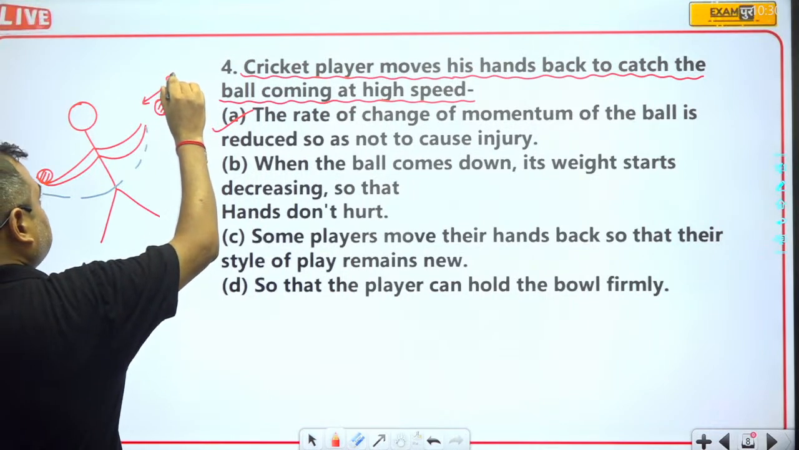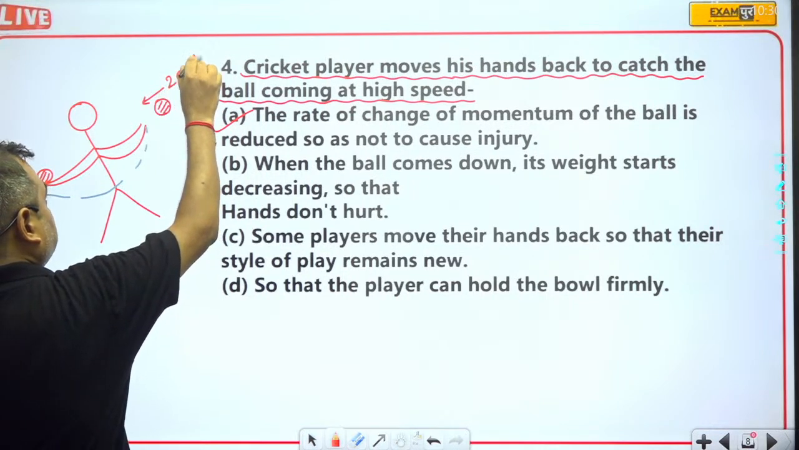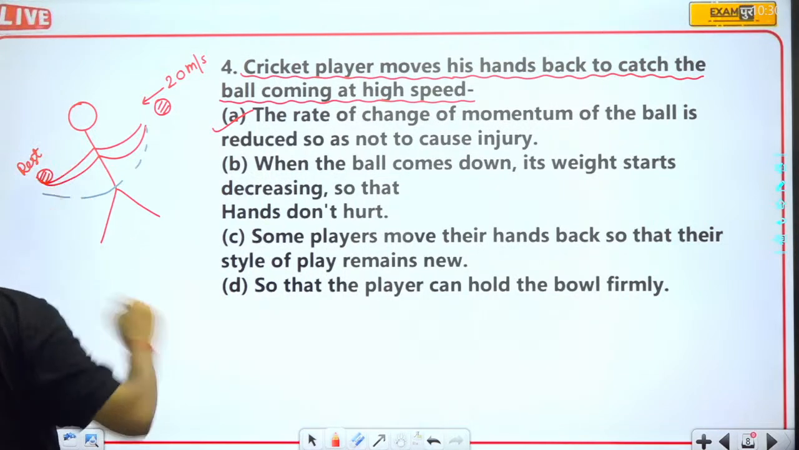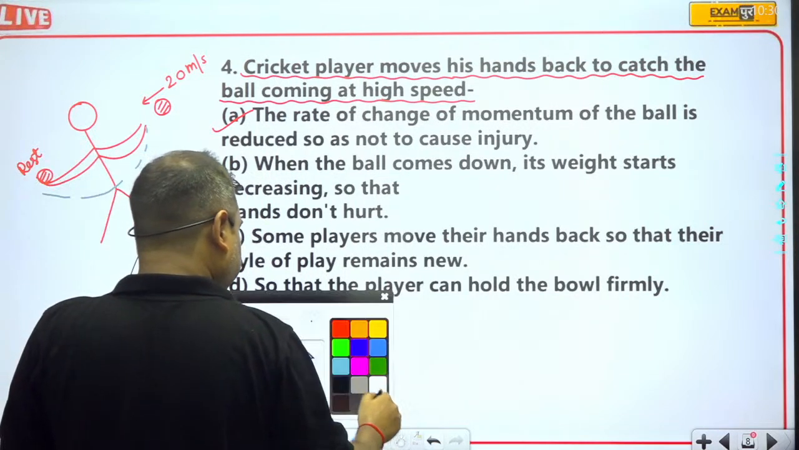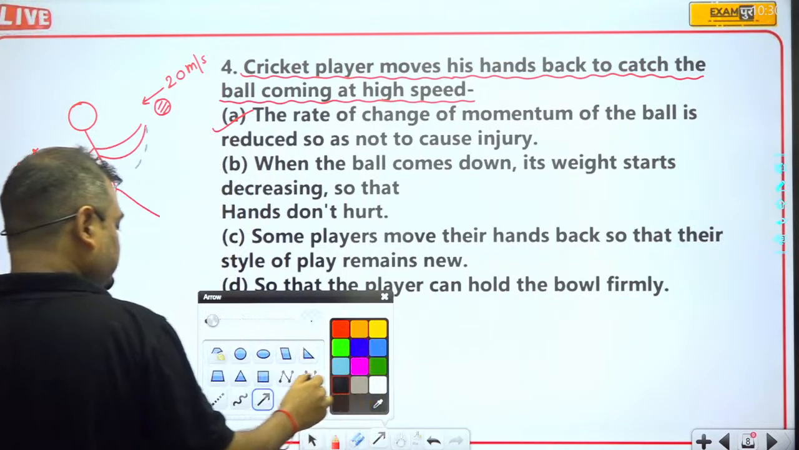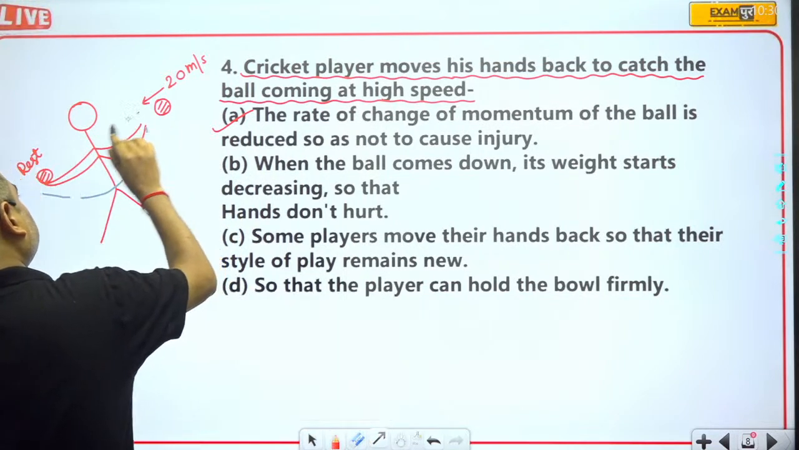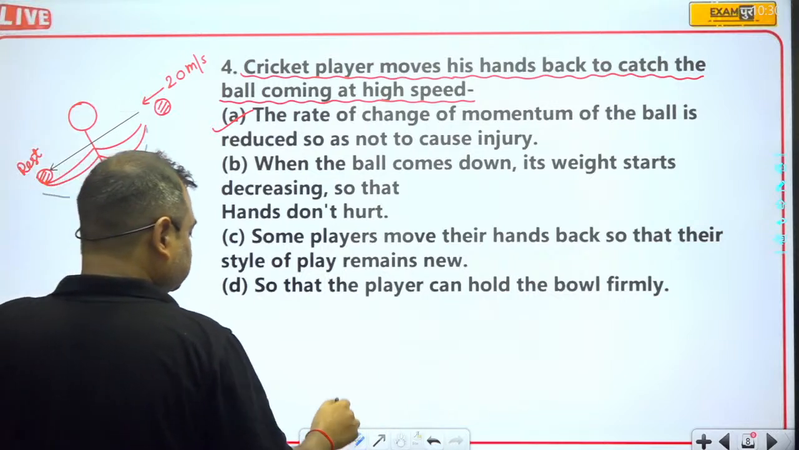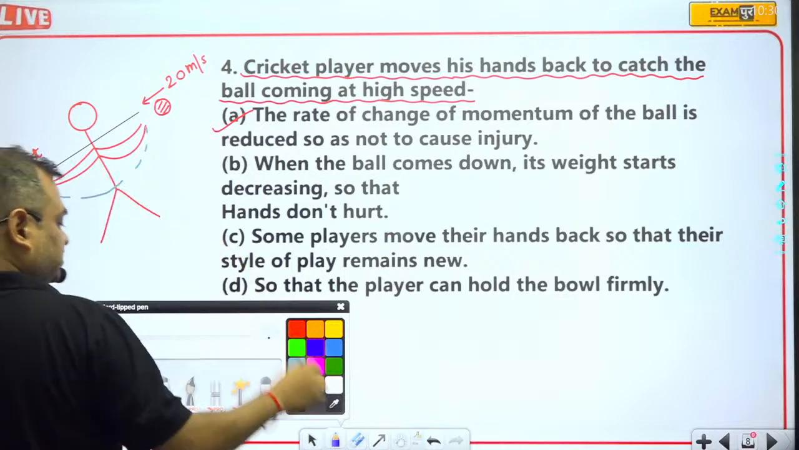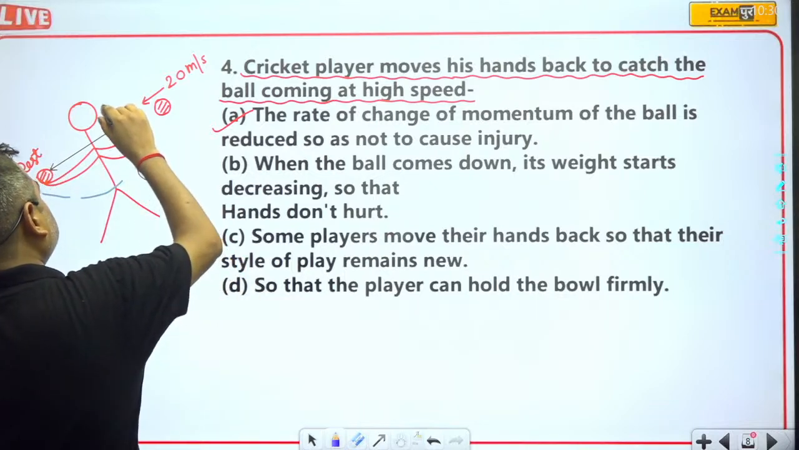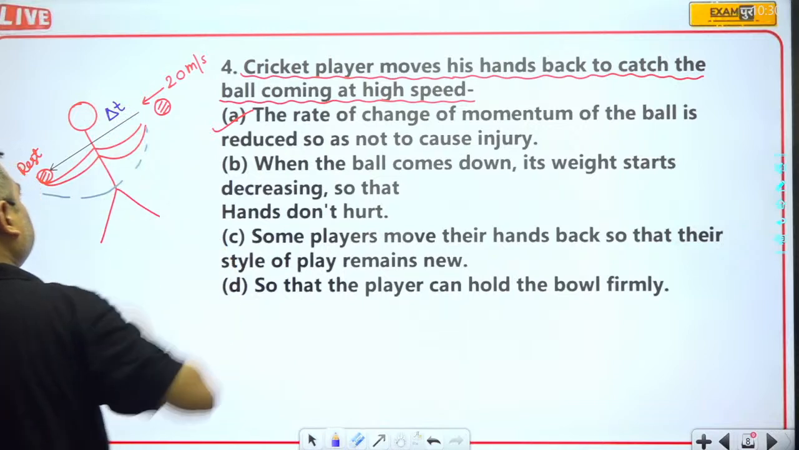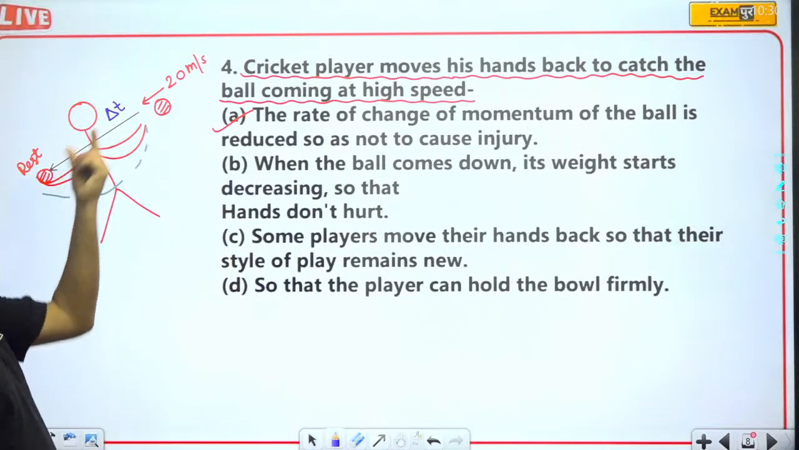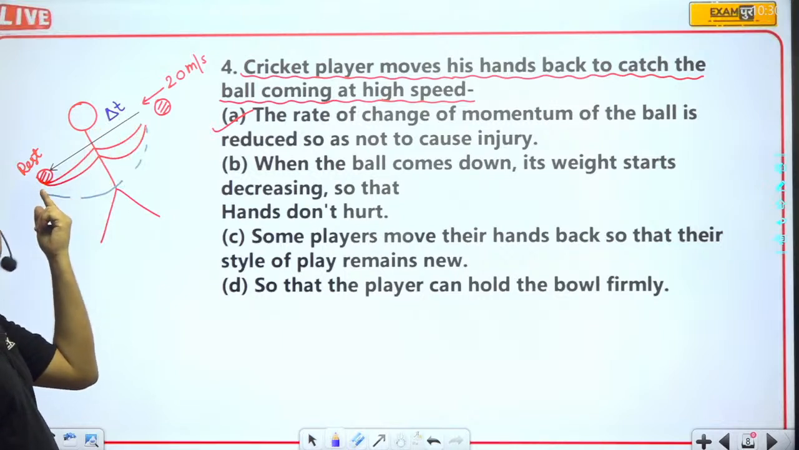Suppose that this ball is coming at 20 meters per second, and now it is in a state of rest. So here you can see that the linear momentum of the ball has been changed. During this delta t, the time has been taken from this place to this place.